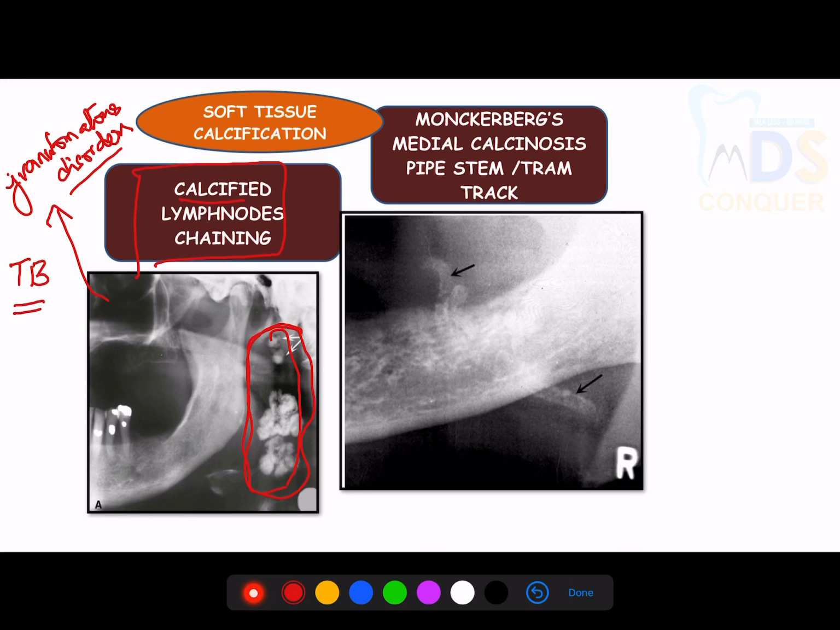And if you take here, there is a pipe stem or tram track appearance. This is the calcification of an artery. This is known as Monckeberg's medial calcinosis. Monckeberg's medial calcinosis will have a pipe stem or tram track like appearance because of the calcification of arteries.